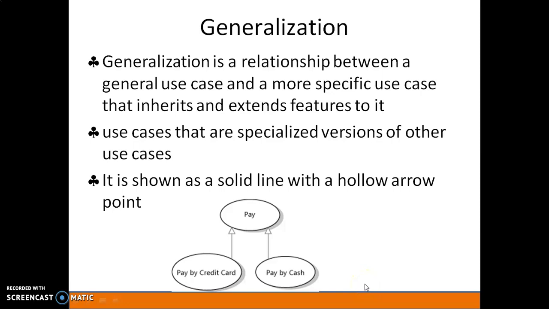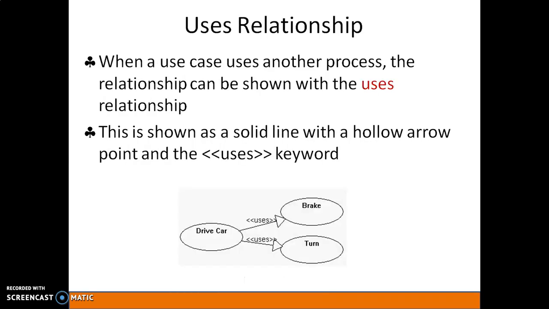Now we have to see the next part, as we have seen up to generalization. The next is the uses relationship. We have seen the different kinds of relationships we use while drawing the use case diagram. When a use case uses another process, the relationship can be shown with the uses relationship. This is shown as a solid line with a hollow arrow point and the uses keyword. This is the keyword we use while showing the relationship.